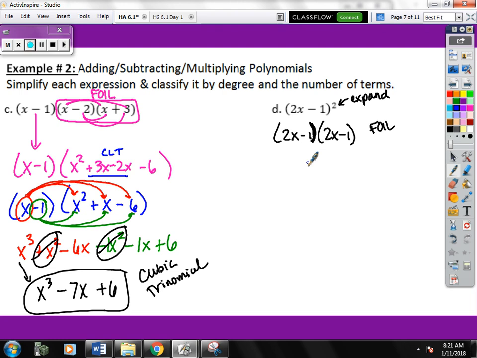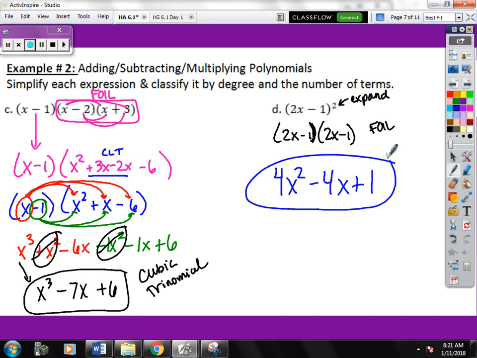Clayton, what'd you get for D? 4x squared plus 4x. Perfect. And Rayleigh, how'd you classify that? Quadratic what? Triangle. Okay, good.